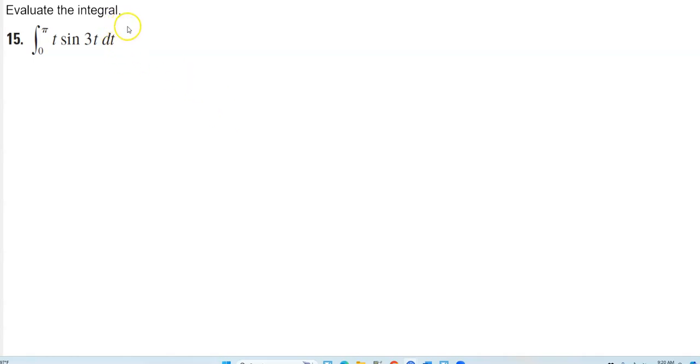Evaluate the integral by using integration by parts. In this case, we're looking at a definite integral, and we have the integral going from 0 to pi of t times the sine of 3t. So the first thing we're going to do is identify what we're going to let u equal.